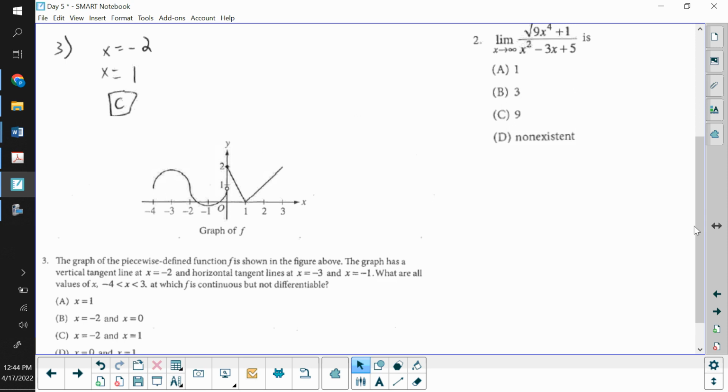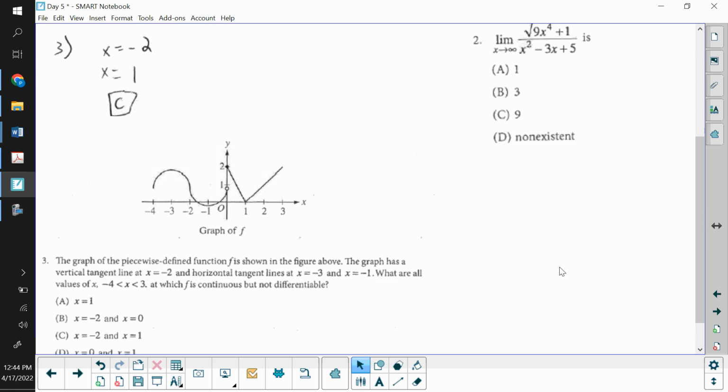All right, so there are 3 places of discontinuity here. There's a vertical tangent at negative 2, there's a jump at 0, and there's a corner point at 1. Those are places where the function's not differentiable. Of those, where it is continuous, you've got the vertical tangent and the corner point, so it's just the negative 2 and the 1, so choice C.